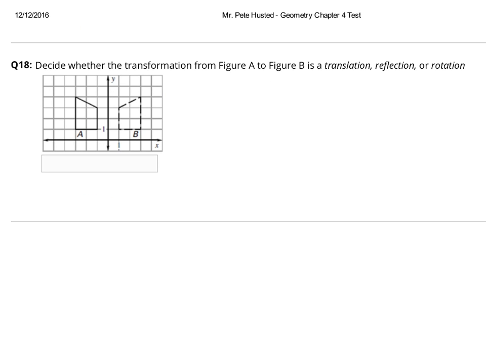Number 18, your last question, same concept. We're going from A to B. Was that a translation, a reflection, or a rotation? Type that in the box down below. That's your last question. Good job.